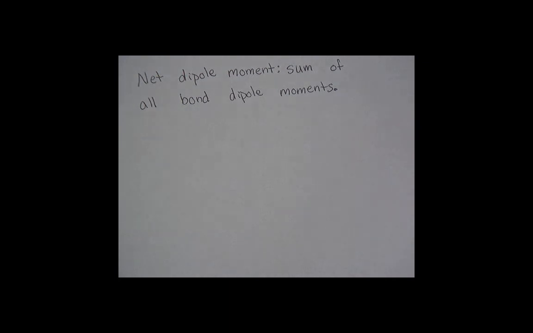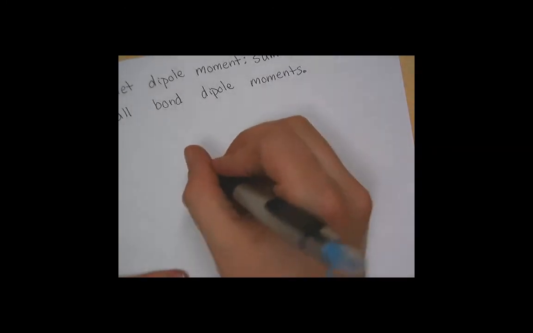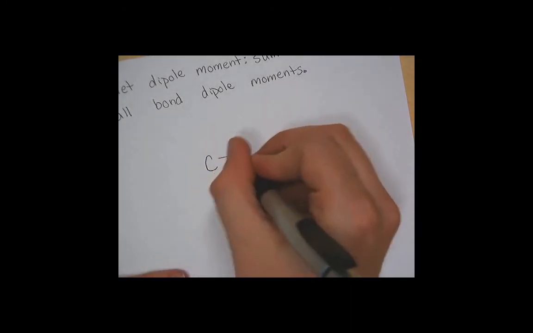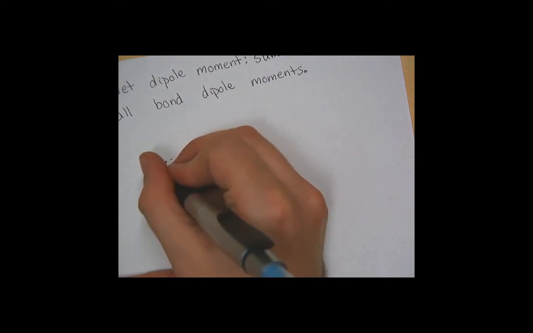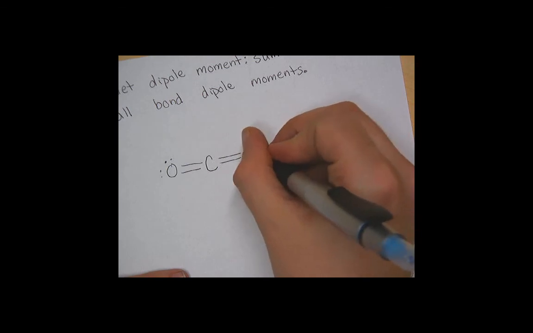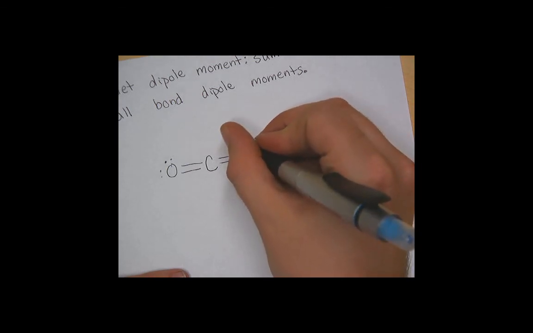Okay, so let's take a look at a couple of molecules. I'm going to start with carbon dioxide. Now, right now, you don't know how to draw the Lewis diagram of carbon dioxide. However, that is going to be one of the goals of our class, and in your next lesson, you're going to be learning how to draw Lewis diagrams, which is what this is.